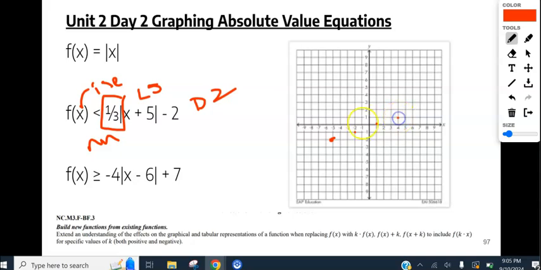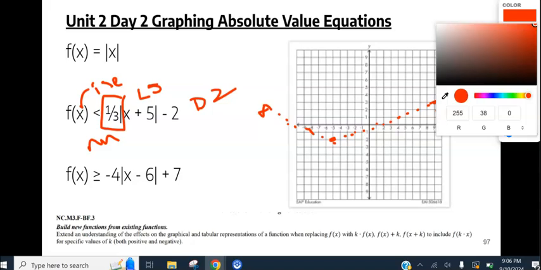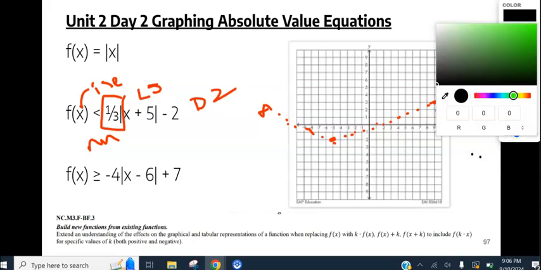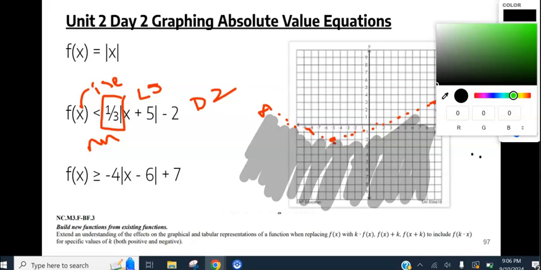Notice, really wide graph. And I do the same thing in the other direction. Go up 1 and left 3, and up 1 and left 3. And the function will be like this. Oh wait, it's a less than. So I gotta change something. It's gotta be a dotted line. It's not equal to. So I've got my dotted line, and it's less than, so remember I have to shade below. Everything down here is a good solution.